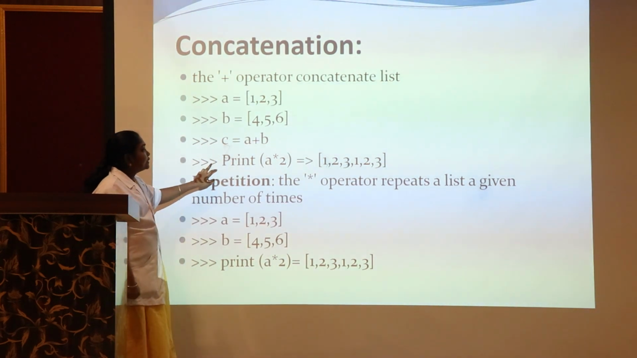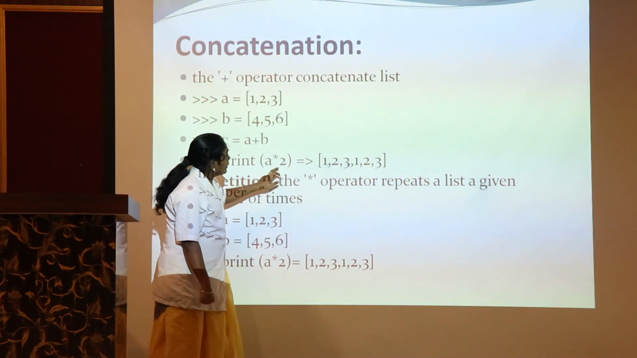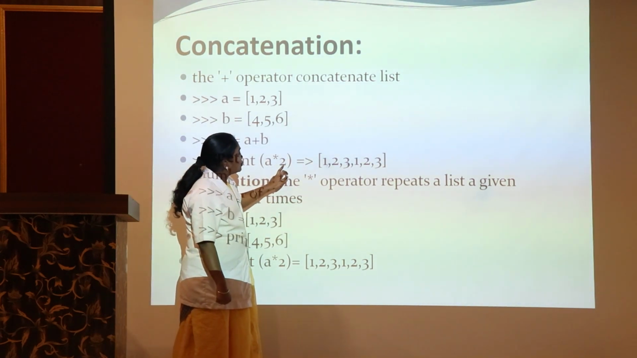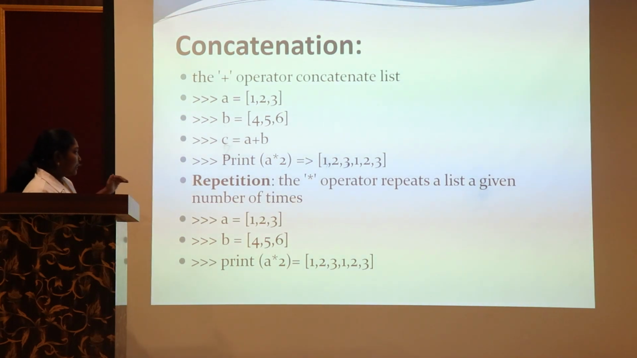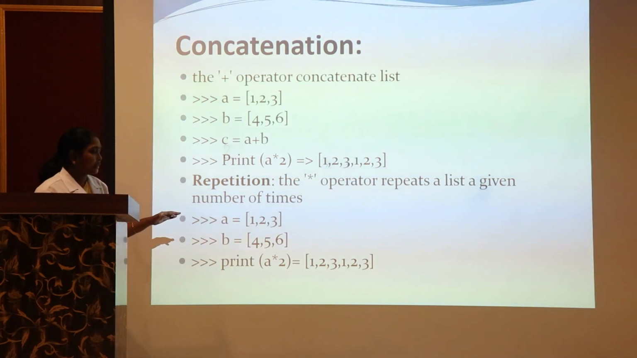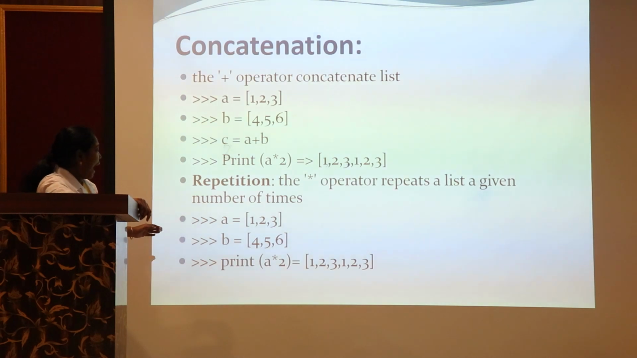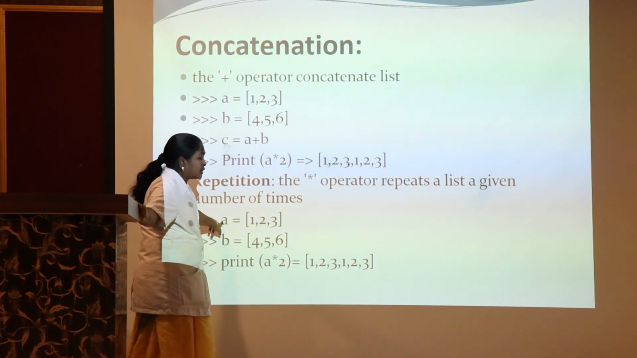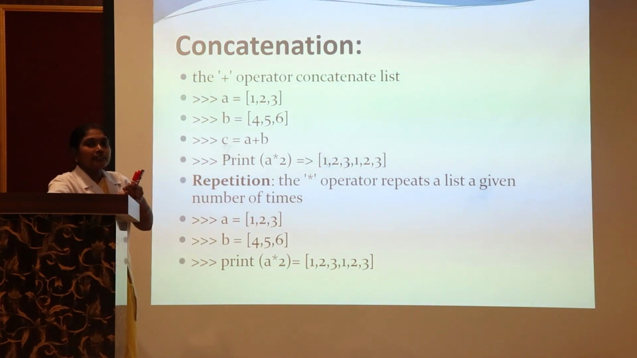Another one is the repetition operation. The operator displays the values repeated. This is the number of items. You can select any one list and use the square, the basic operation.